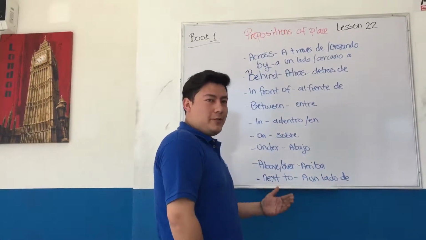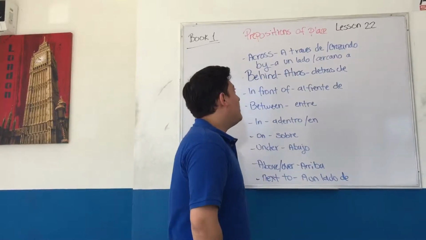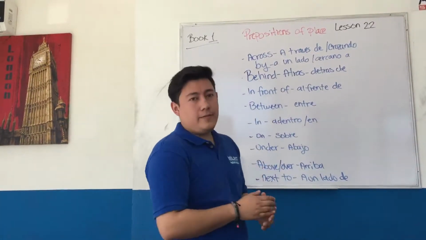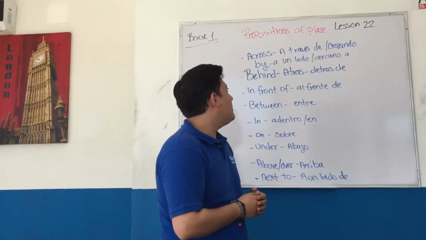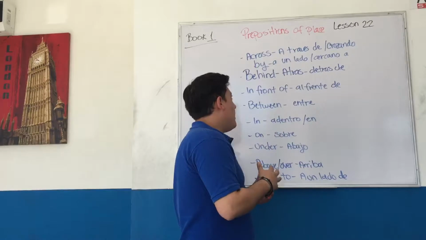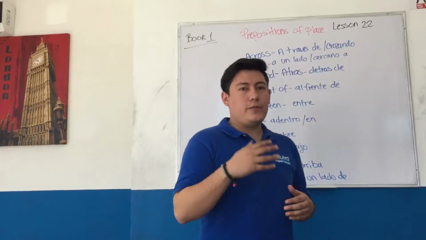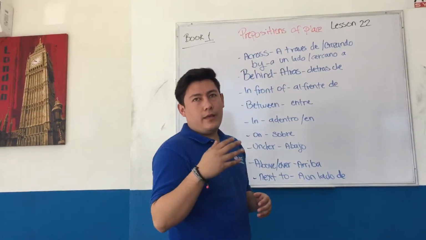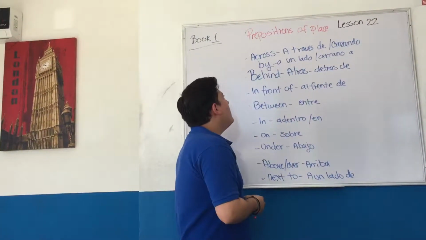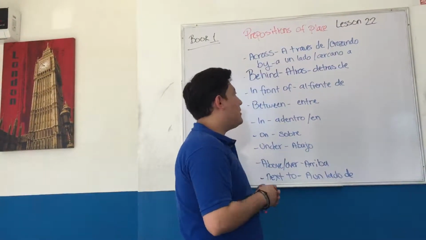Okay, lesson 22, prepositions of place. In this lesson, we're going to see prepositions of place. These words are used when we want to talk about where something is located, or when we want to show the location of something. We use these words to describe these things.